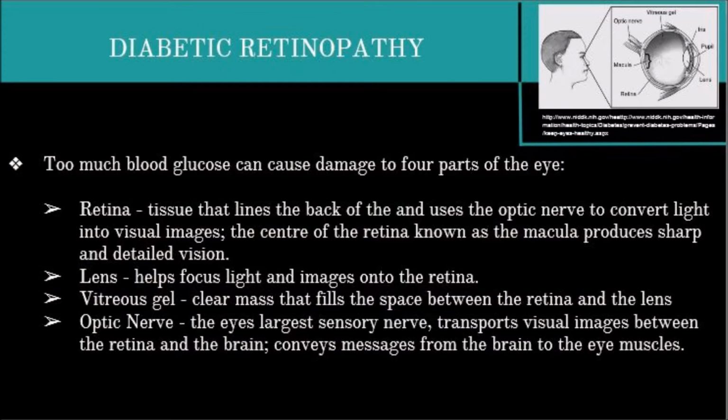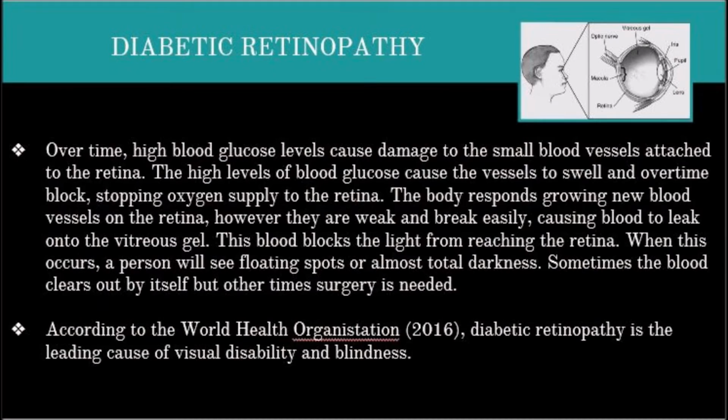Too much blood glucose can cause damage to 4 parts of the eye: the retina, the lens, the vitreous gel, and the optic nerve. Over time, high blood glucose levels cause damage to the small blood vessels attached to the retina. The high levels of blood glucose cause the vessels to swell and over time block, stopping oxygen supply to the retina. The body responds growing new blood vessels on the retina.